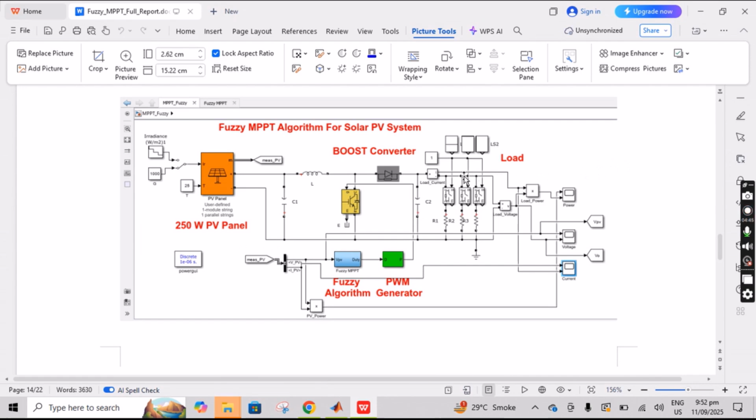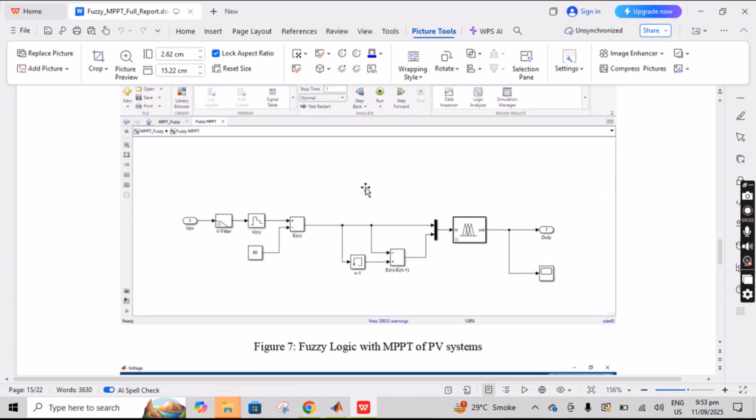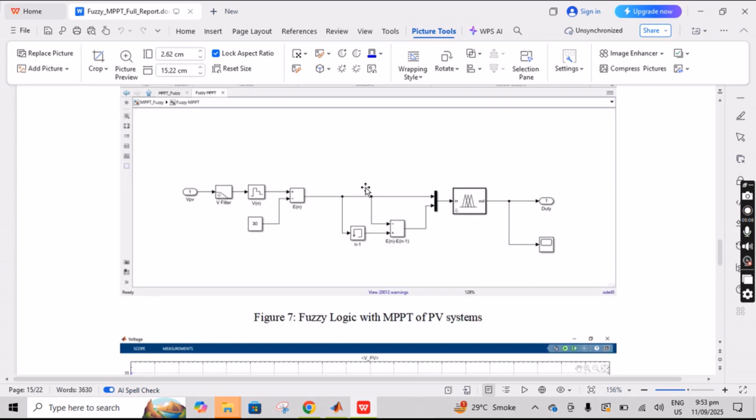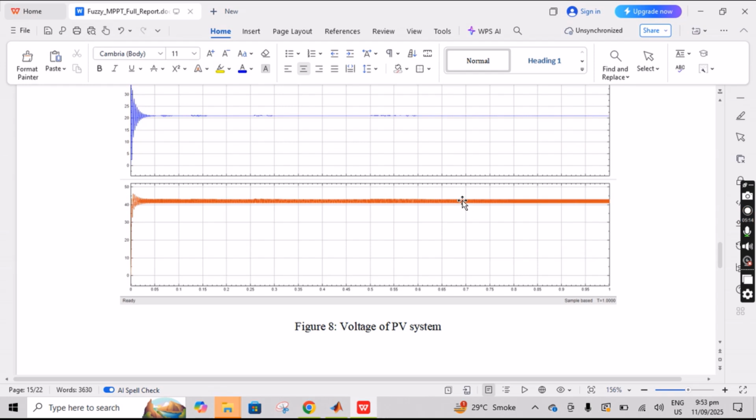I have calculated the output current, power, and voltage, and maintained stability at the output level. The fuzzy MPPT controller is used, and a PWM generator is also used. This is the technique used in MPPT, showing how fuzzy logic works in MPPT circuits, including different duty cycles. This is the output voltage of the PV system and how it stabilizes the voltage level, which is 22, I think.